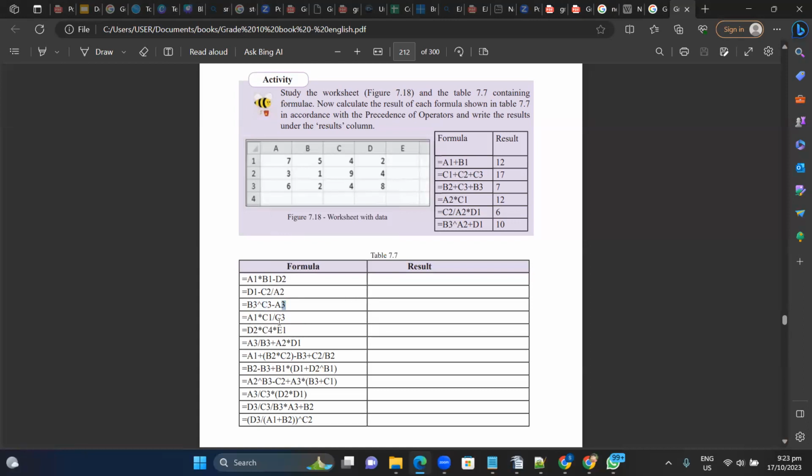Then next one, A1, C1, C3. That is okay because multiplication and division you can do in any order. A1 is 7, C1 is 4, 7 times 4 is 28, 28 divided by C3 is 4. Again 7.